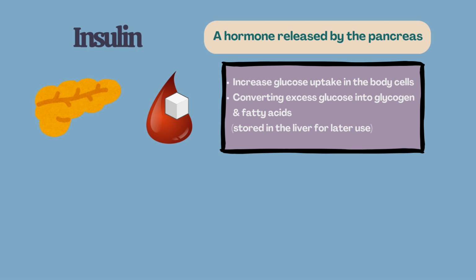Insulin, in its natural form, is a peptide hormone that is released by the pancreas for the purpose of regulating blood sugar levels. This is done by increasing the uptake of glucose in the body cells, in addition to converting excess glucose into glycogen and fatty acids, such as triglycerides, which is stored in the liver for later use.